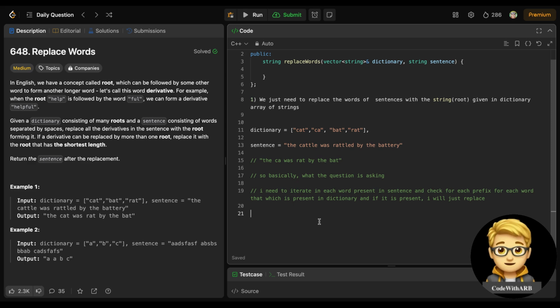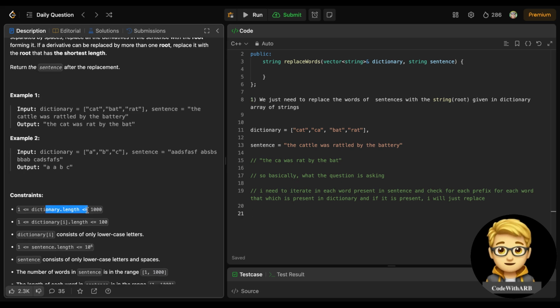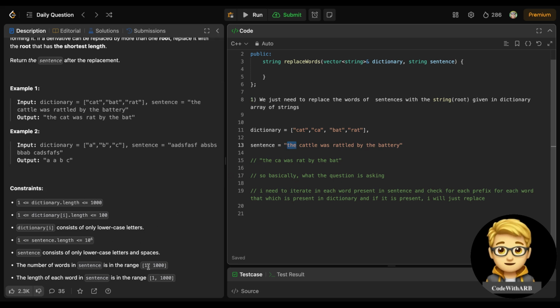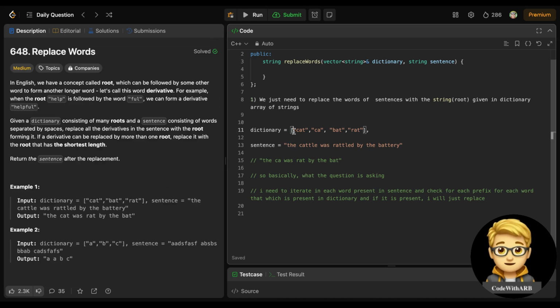So for checking, we can simply go through all the dictionary's words and check. But that will not be an optimal approach, of course, right? Because if we see the constraints, the dictionary's length is 1000, and each word is 100, so that would be 10 to the power 5. And the sentence can be 1000, so 10 to the power 5 times 10 to the power 3 is 10 to the power 8, which is very large, right? So we can't check each and every one.